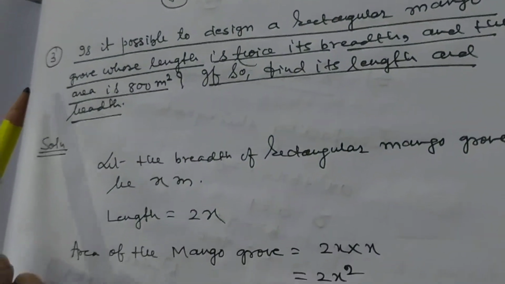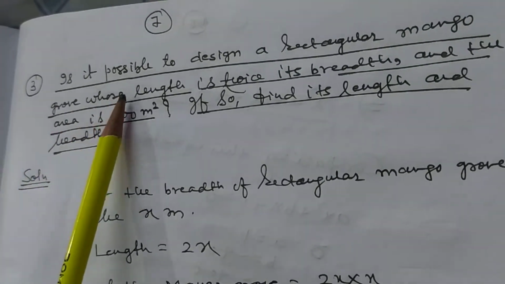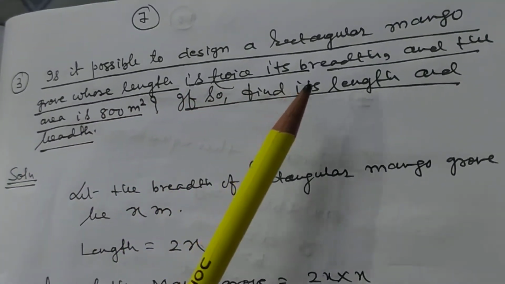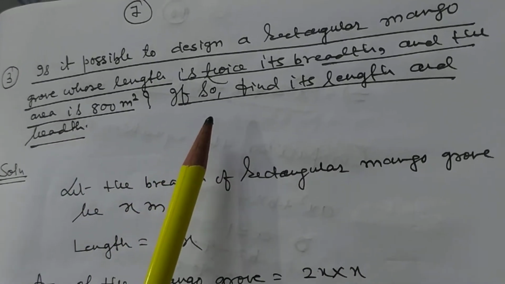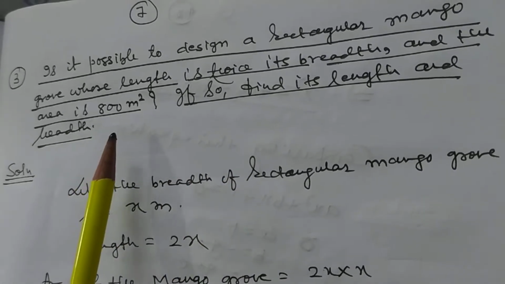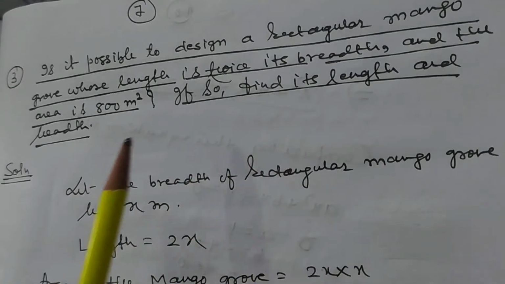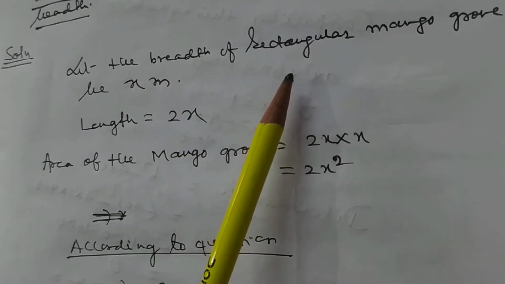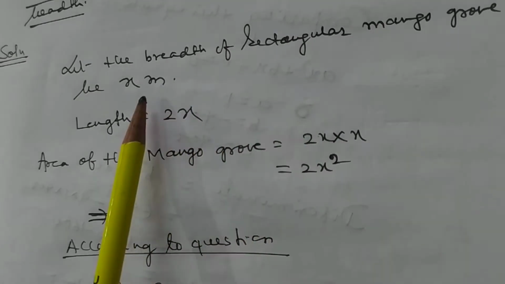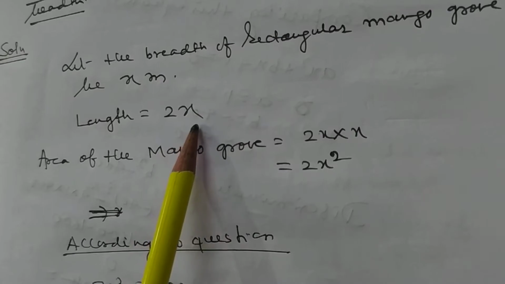My dear student, now I want to discuss problem number 3. Is it possible to design a rectangular mango grove whose length is twice its breadth and the area is 800 meter square? If so, find its length and breadth. My dear student, let the breadth of the rectangular mango grove be x meter and therefore length is equal to 2x.